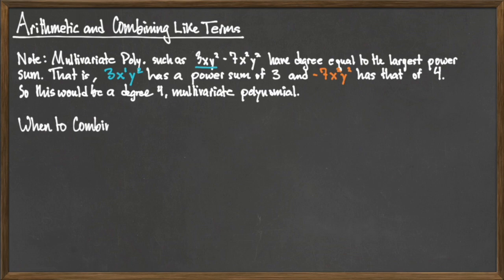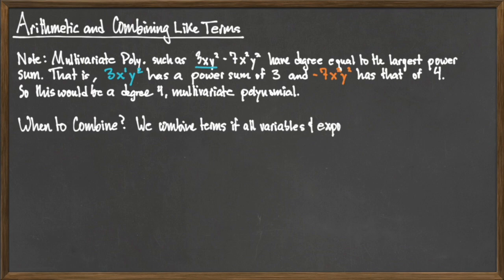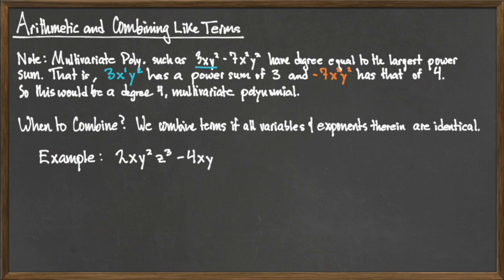We bring this up namely because when we have problems where we have to combine like terms, we might have a lot of variables happening at once. Just know that we can only combine terms if all the variables and exponents therein are identical. So for example, if I have the expression 2x y squared z cubed minus 4x y squared z cubed, I can combine those by subtracting the coefficients simply because every variable and every exponent is identical.